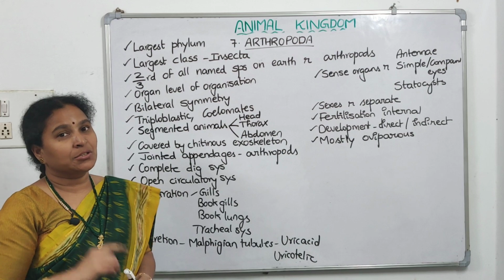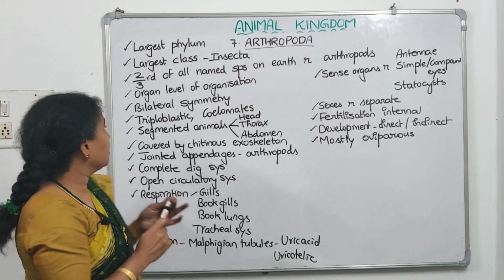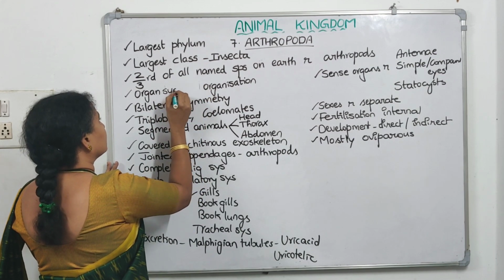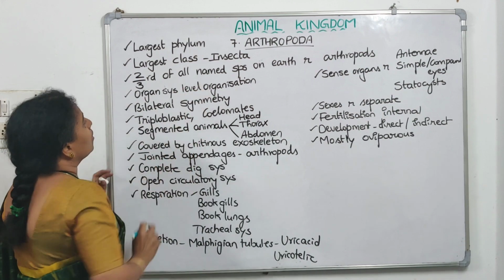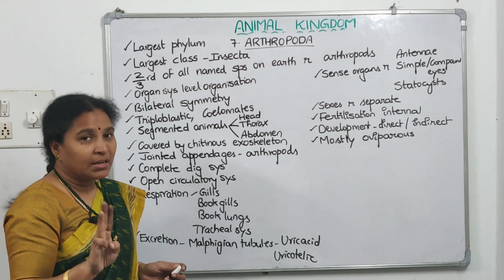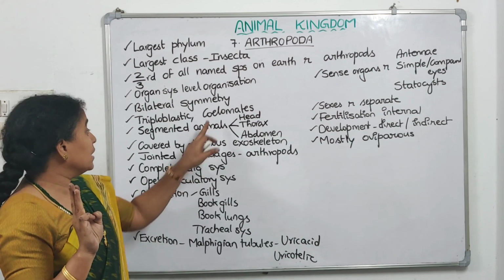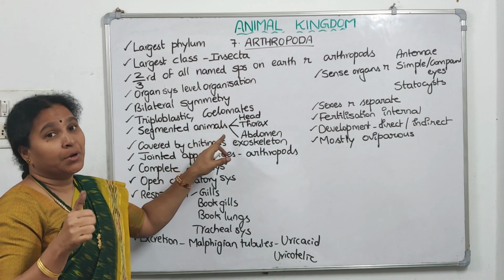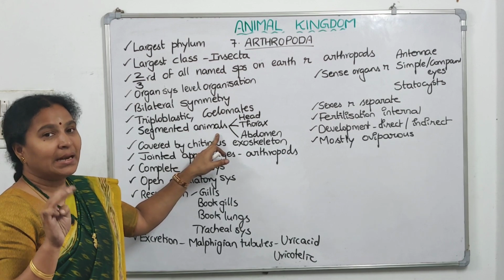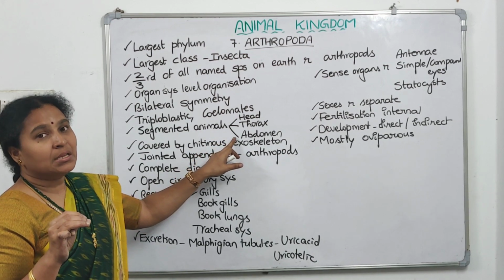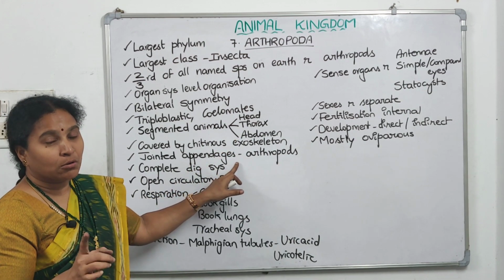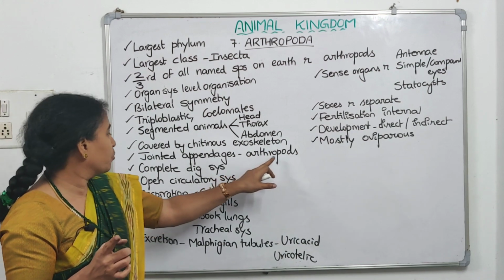Now coming to level of organization, here we need to write organ system level of organization. Symmetry, bilaterally symmetrical, and all three germinal layers are there, triploblastic, and true coelomates. Annelida, Arthropoda, Chordata: body shows metameric segmentation. So the body is segmented. It has three parts: head, thorax, and abdomen. The body is covered by chitinous exoskeleton, and they have jointed appendages. Joint means arthro, legs means poda, so the name Arthropoda.